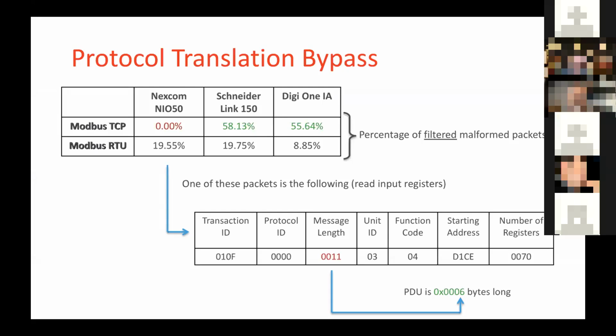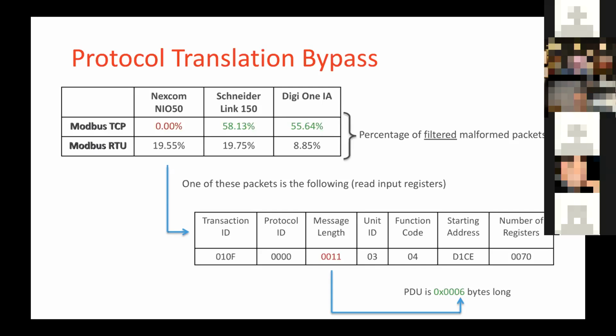Within the Modbus TCP, the Nextcom basically didn't do any filtering of invalid or malformed packets. It would essentially just forward on those packets. The Schneider and the Digi one both cut out about 55 to 60% of the traffic that was invalid. On the RTU side, the Nextcom did quite a bit better. It filtered out almost 20%, as did the Schneider, and then the Digi only filtered out about 9%.